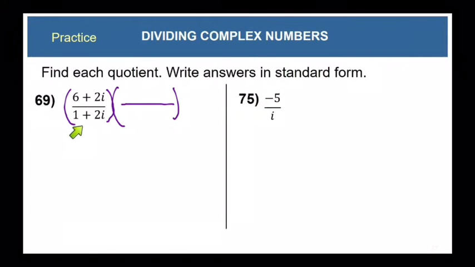So the conjugate of 1 plus 2i is going to be 1 minus 2i. I need to do that in the top and the bottom so that what I'm really effectively doing is multiplying by 1.